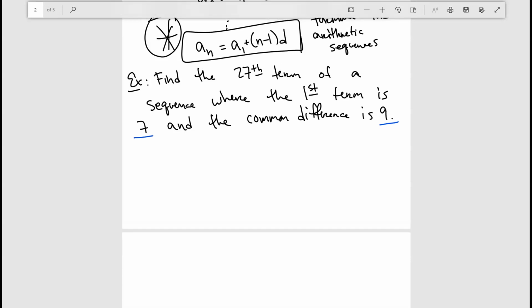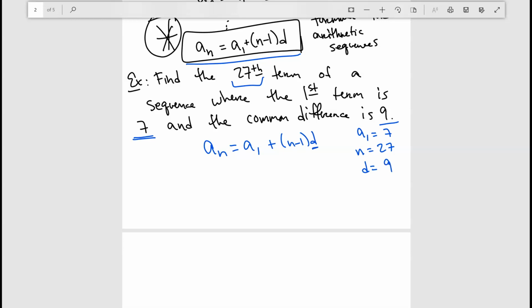Well, instead of adding 9 27 times to 7, I'm going to just use this formula that we just found out. AN is equal to A1 plus n minus 1 times D. Now I know what A1 is. A1 is the first term, which in this case is 7. What is n in this case? N is just the term that I want. In this case, this is 27. So I want the 27th term. That's what n equals. D is just going to be my common difference, which is 9.